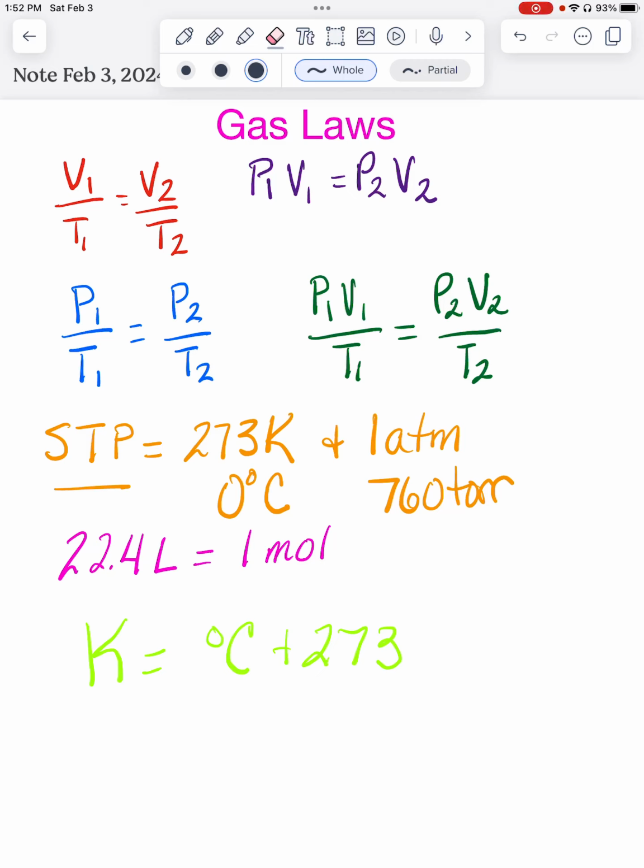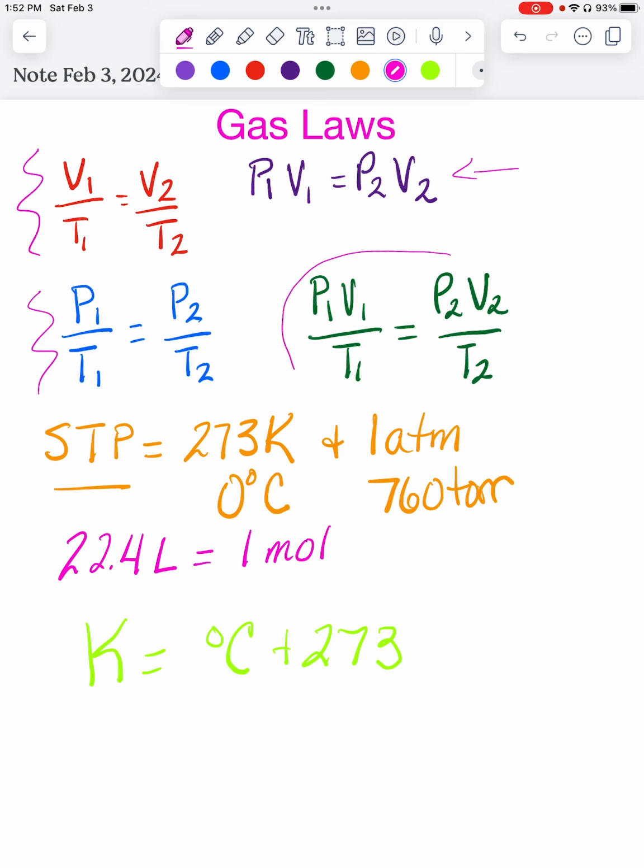So here's a video for you to help you get through the gas laws. Now, on this screen, you will notice quite a few variations of the gas laws. If all you have is volume and temperature, you can use that equation. If all you have is volume and pressure, use that equation. Pressure and temperature, that equation. If you have all three, we use this one, which is called the combined gas law.